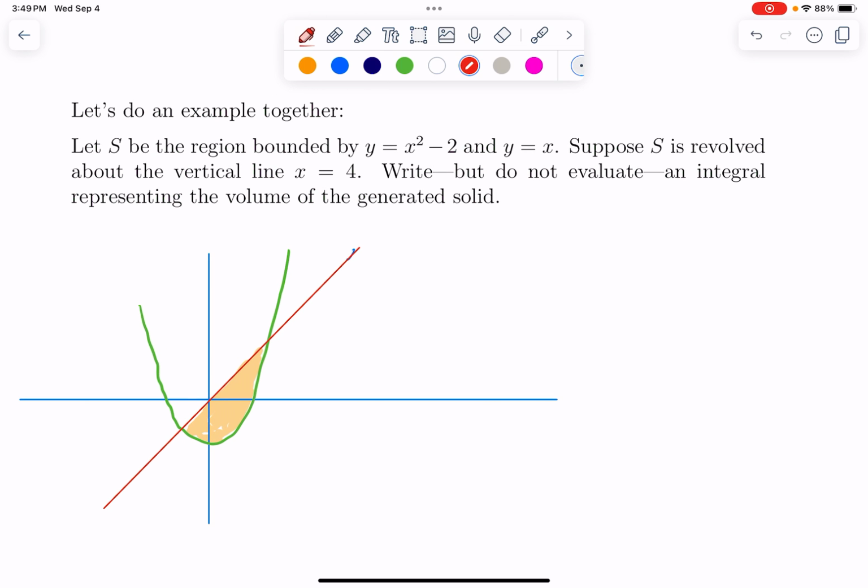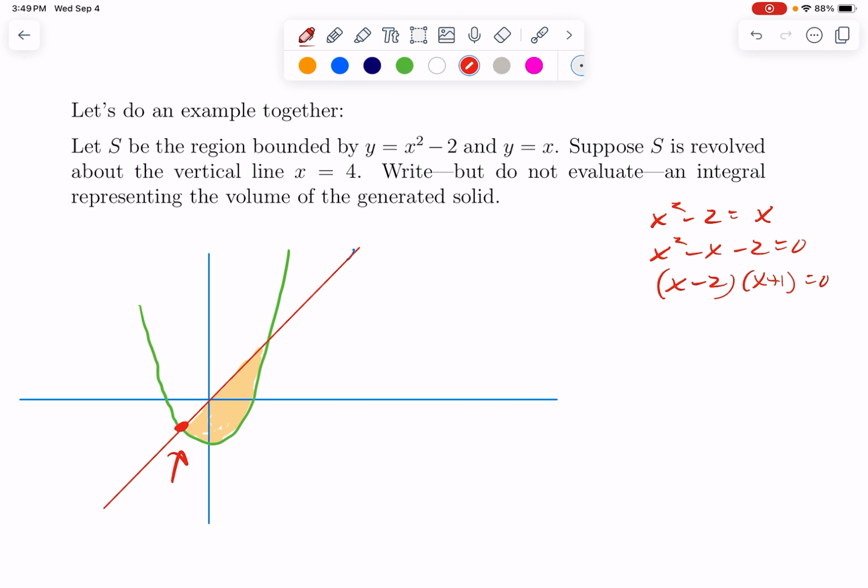Let's find those intersections. So I'll just do this on the side. They intersect when x minus 2 is the same as x. I'll set it equal to 0 so I can factor. So this intersection occurs when x is equal to -1. This occurs when x equals 2. Okay, now we're going to revolve this around the vertical line x equals 4, which would be somewhere around here.